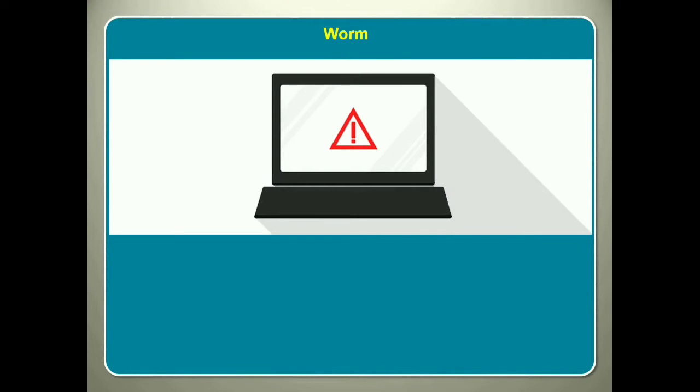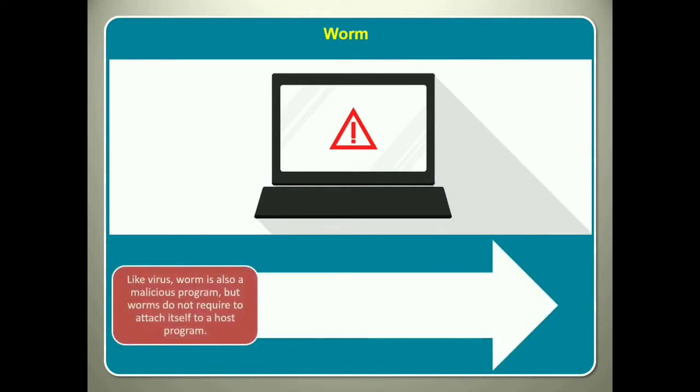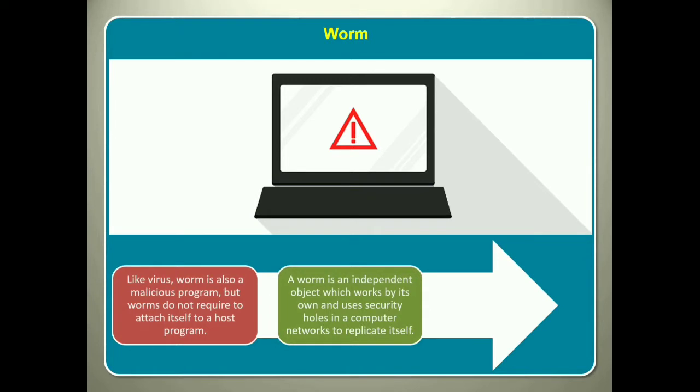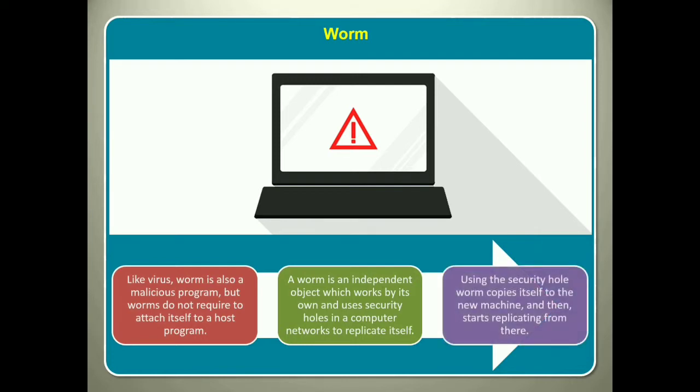Next network security concept is worm. Like a virus, a worm is also a malicious program, but worms do not need to attach themselves to a host program. A worm is an independent object which works on its own and uses security holes in computer networks to replicate itself. Using the security hole, a worm copies itself to the new machine and then starts replicating from there.